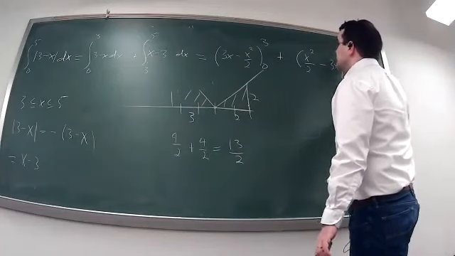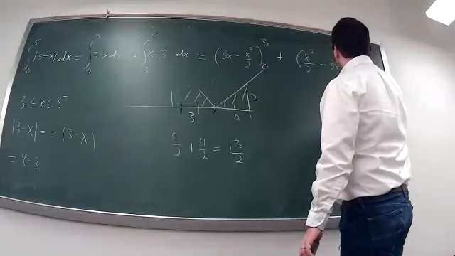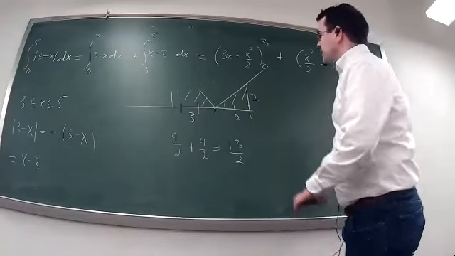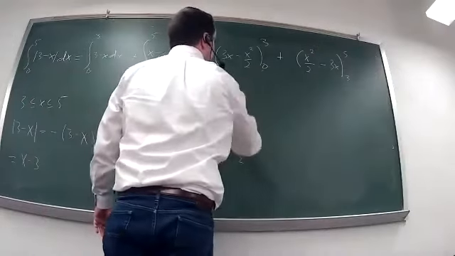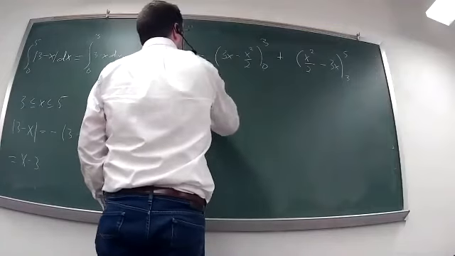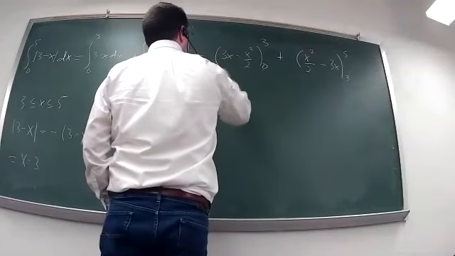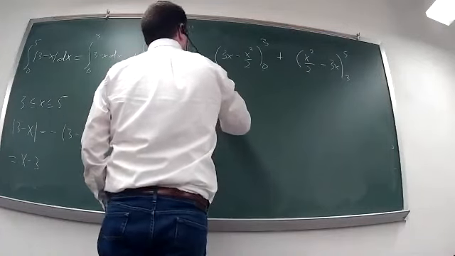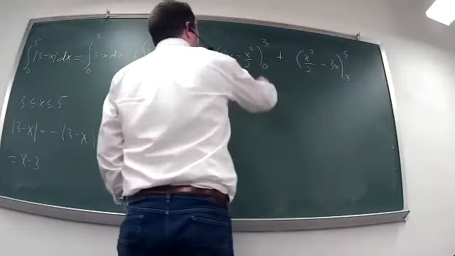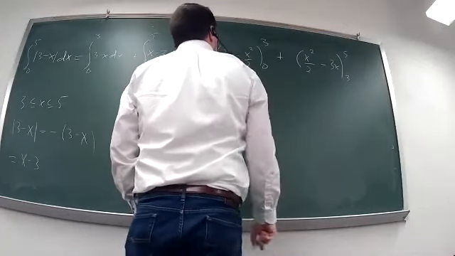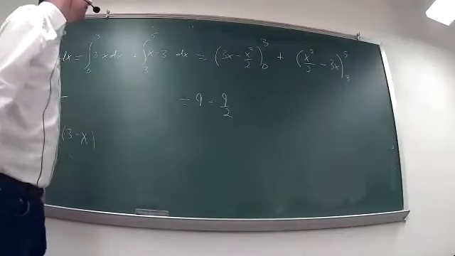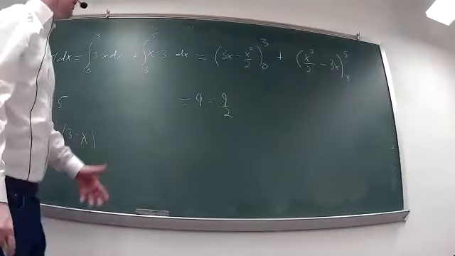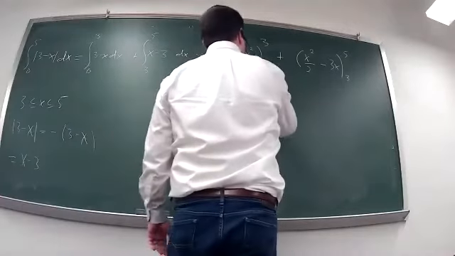And this one I'll go from 3 to 5. Let's see if I get 13 halves out of that. So this one is 3 times x is 9 minus 9 halves. So plugging in 3, I get 9 minus 9 halves. Plugging in 0, I get 0.